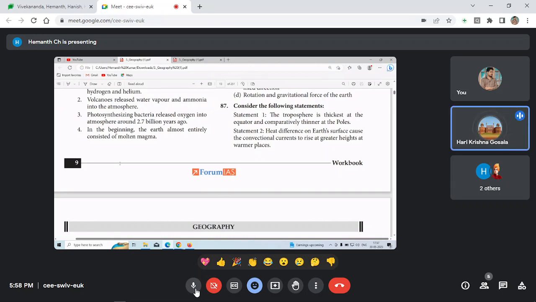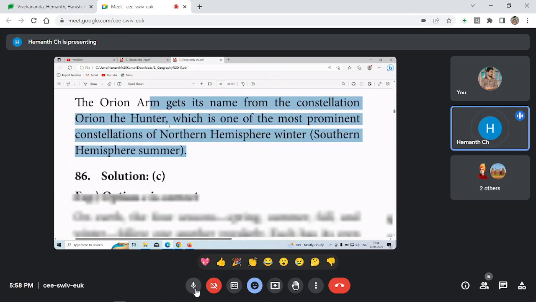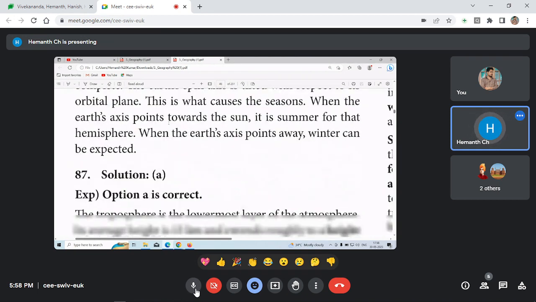First correct అనా. కరెక్టే. ఫస్ట్ Troposphere థిక్కర్ ఉంటుంది ఏందా? Thickest. ఫస్ట్ వన్ రైటే కదా, first correct. The heat difference on the surface causes the convectional currents to rise at a greater height at warmer places. అది కరెక్టే. వార్మర్ ప్లేస్ లోనే హైట్ పోతుంది కూలర్ ప్లేస్లో కన్నా. 87 ఏ ఉండాల. ఏ కానీ బి కానీ మోస్ట్ ప్రాబబ్లీ ఏ. ఓకే.